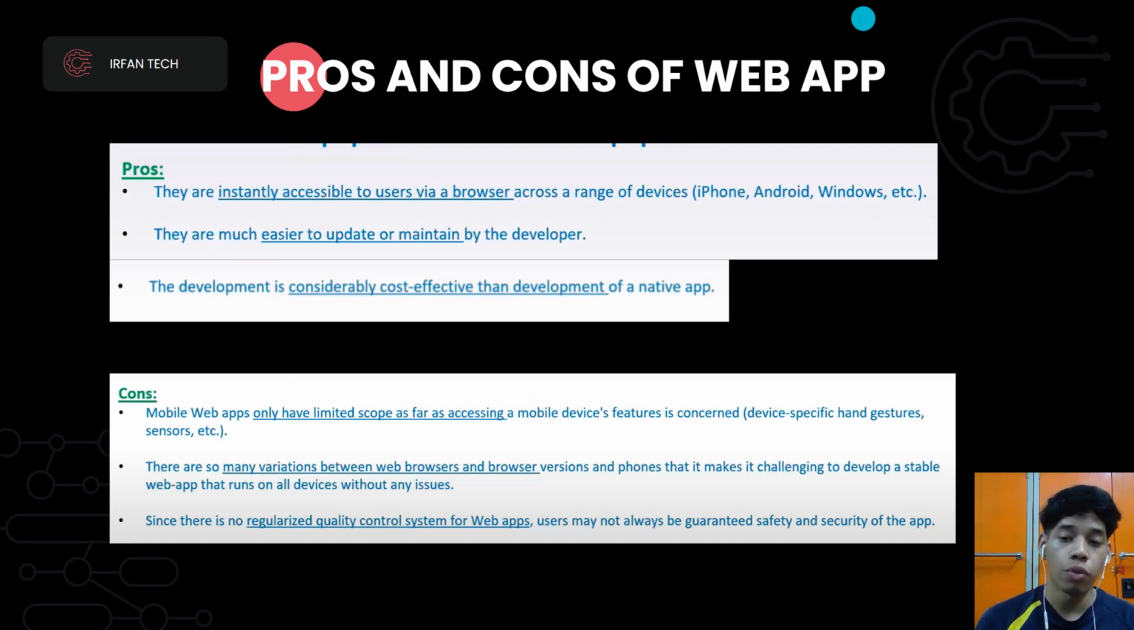Pros and cons of web app. Okay, now we're going to go through for the pros first. They are instantly accessible to users via browser across a range of devices such as iPhone, Android, Windows, etc. They are much easier to update or maintain by the developer. The development is considerably cost effective than development of a native app. So, senang cerita web app ni lagi murah lah daripada native app. Cons, mobile web apps only have limited scope as far as accessing a mobile device features is concerned. There are many variations between web browser and browser versions and phones that it makes it challenging to develop a stable web app that runs on all devices without any issues.